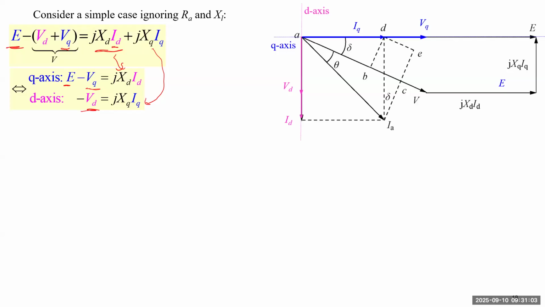So here we use E, so X here is the Q axis. We use E as a reference, and we assume the generator is delivering active power, such that the voltage of the infinite bus is lagging E by the delta angle.